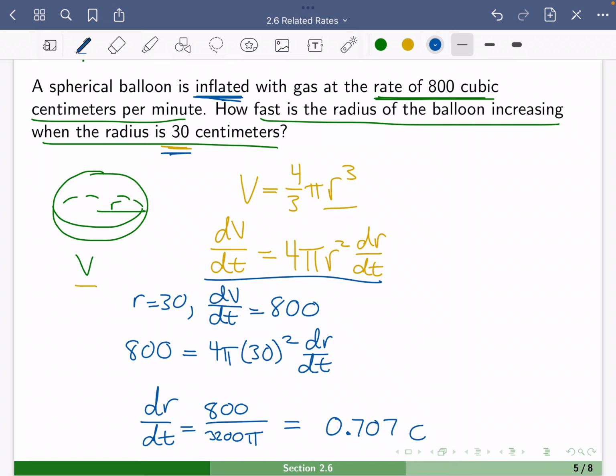And what are the units on this? Well, the volume was in cubic centimeters. Our radius then is in centimeters, so it's changing at 0.707 centimeters per... And what are the units of time? This was increasing per minute, so this is also per minute. So our change in the radius is 0.707 centimeters per minute. And there we have solved another related rates problem.